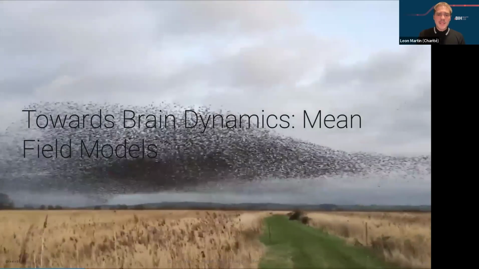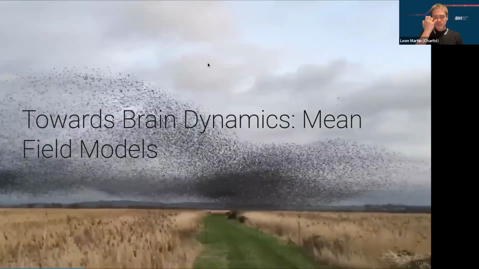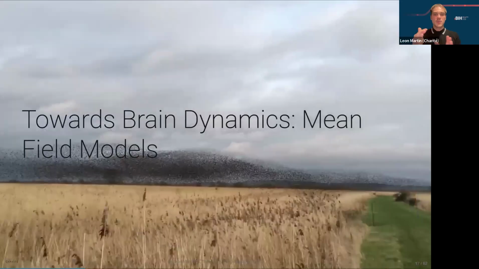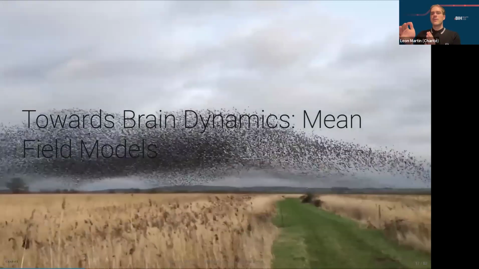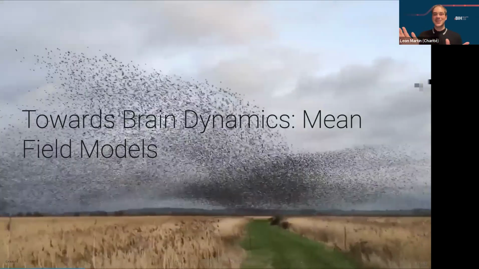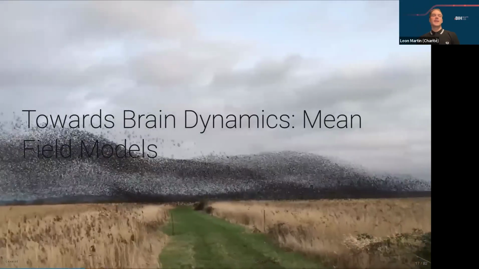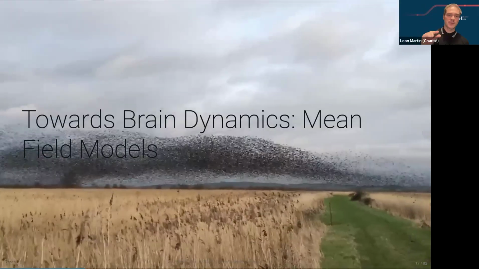And as we see here with our flock of birds, we can quite nicely predict the movement of an individual bird by the movement of the average flock. And this is basically also the theory behind the mean field approach to model brain dynamics on a coarser scale than this individual neuron.